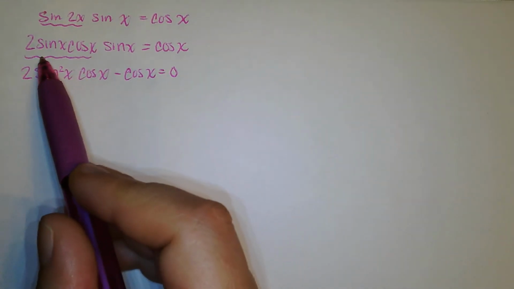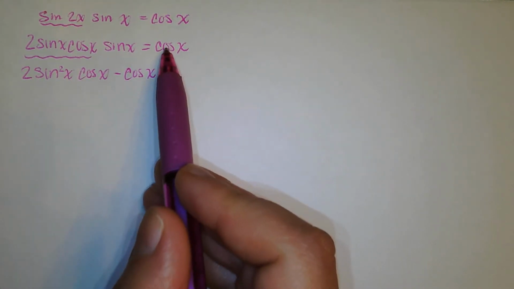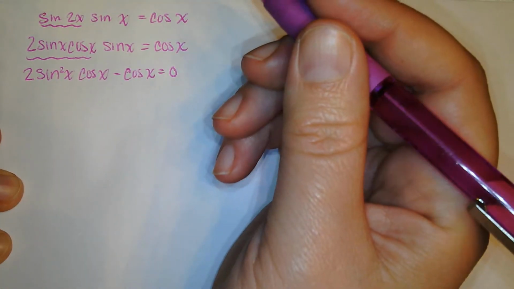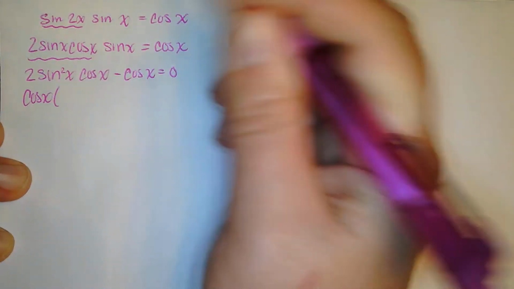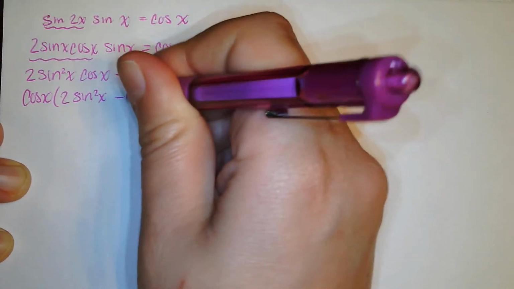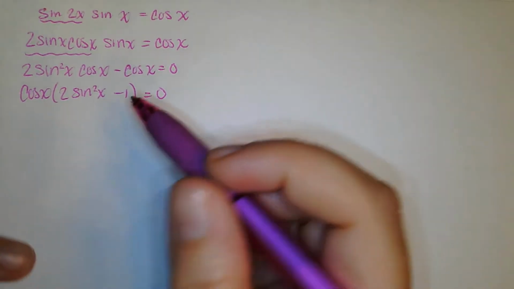Okay, so the sine x is combined to sine squared x. There's the cosine x. This cosine x I subtracted and it moved to the left side. Now everything's on the left. I can factor. I'm going to factor out a cosine x, leaving behind 2 sine squared x minus 1. I can continue to solve here, which is what I'm going to do, and I'm going to split it up.